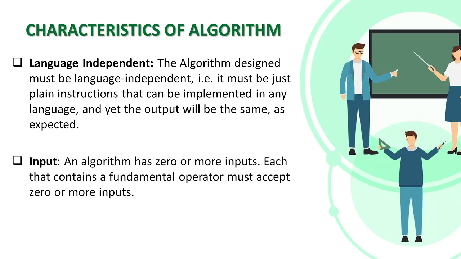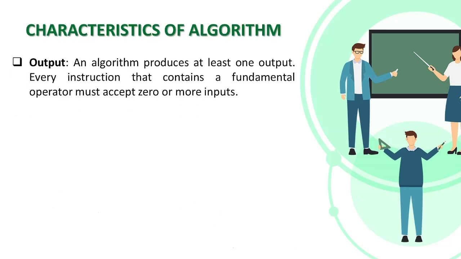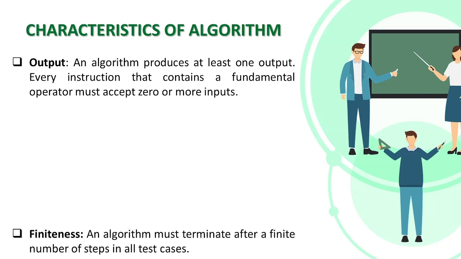Input. An algorithm has 0 or more inputs. So, each that contains a fundamental operator must accept 0 or more inputs. So the input must be clear, and there must be something that comes into the algorithm for it to be processed, and then the output given. Output. An algorithm produces at least one output. So for every input, there should be a corresponding output.